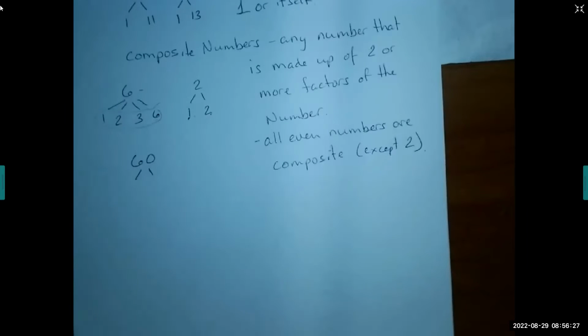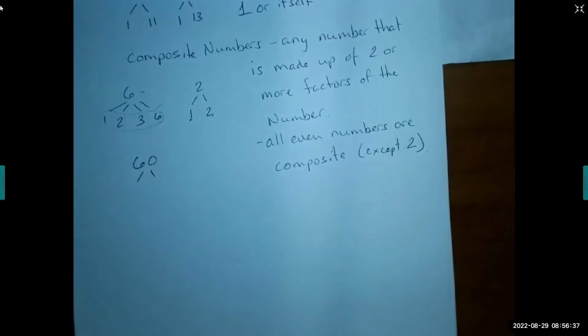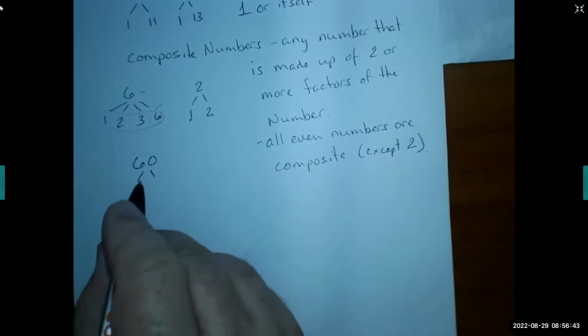So tell me the prime numbers of 60. Is 60 a prime or a composite number? How do we know it's composite? It's even because it ends in a 0 or an even number. If it ends in a 0 or an even number, it's a composite. So what makes up 60?